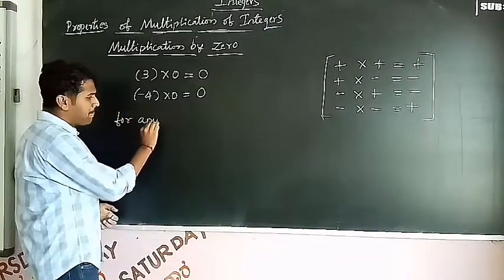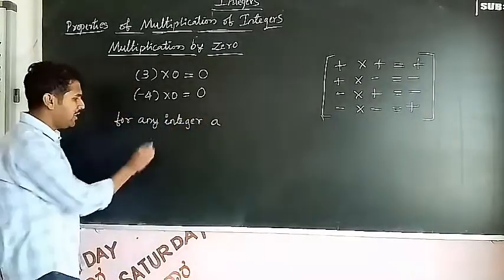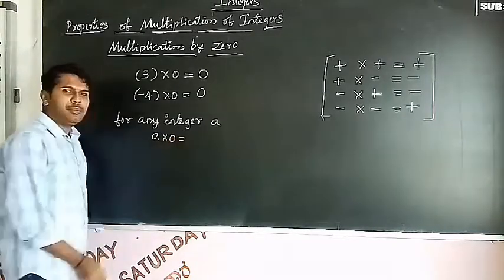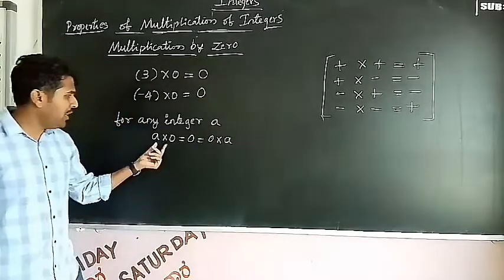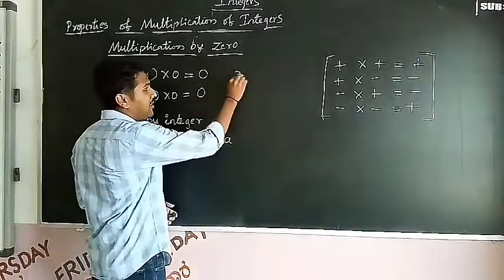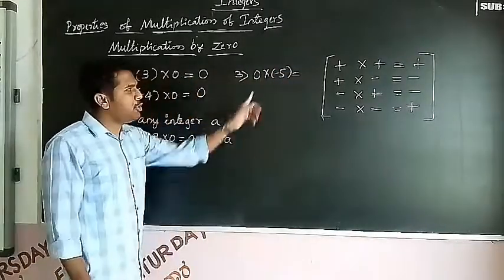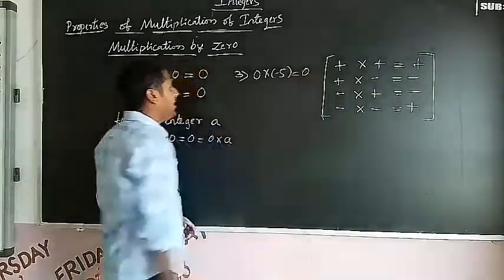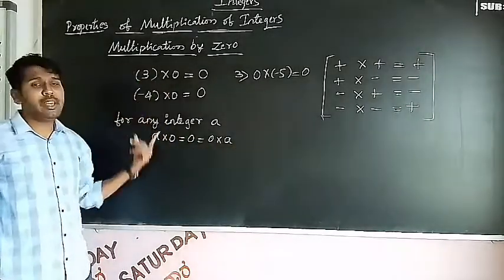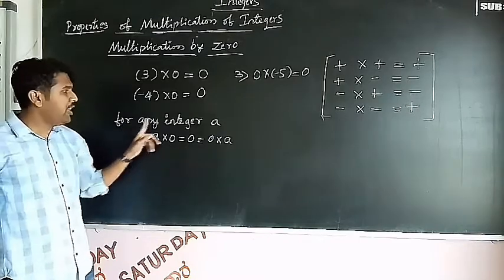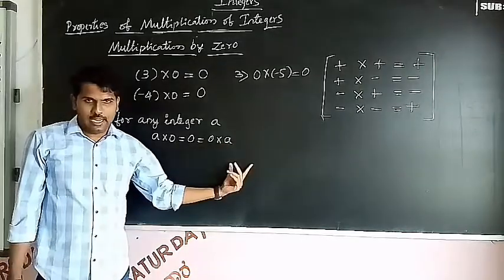For any integer a, a into 0 equals 0 equals 0 into a. We can write a into 0 as 0 into a. See this one, 0 into minus 5. What will be the answer? 0 into minus 5, 0 only. So we can write it as a into 0 equals 0 equals 0 into a. So this is the multiplication by 0. In general, for any integer a into 0 equals 0 equals 0 into a.